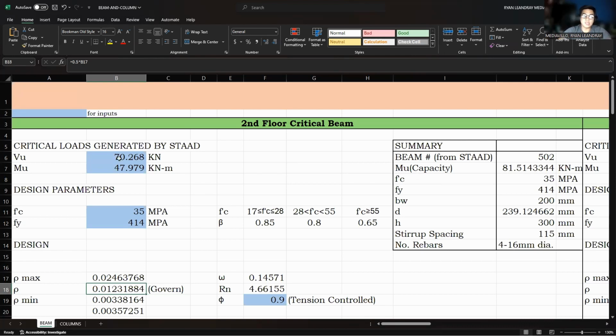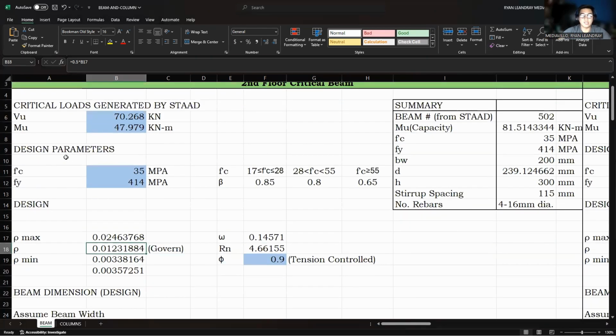And as you can see, it generated a shear or ultimate shear load, which is 70.268 kilonewtons, and this will be useful for the design of the stirrups. And next is the moment load that will be carried by the beam, which is 47.979 kilonewton meter, which is also from STAAD, and this is for the steel reinforcement of the beam.